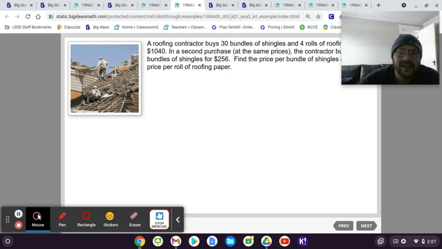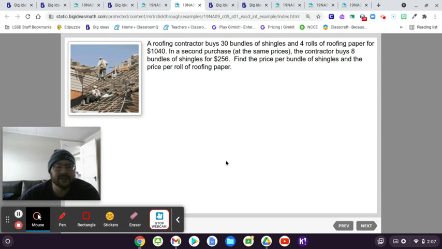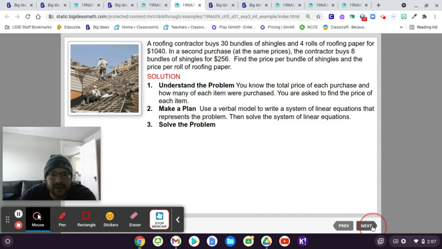Moving on. Okay, you're going to see some word problems. Again, I'm not going to have you graph on Edpuzzle, but we're going to go through how to turn something like this into a system of equations. A roofing contractor buys 30 bundles of shingles and 4 rolls of roofing paper, and it costs $1,040 total. Then in a second purchase at the same prices, the contractor buys 8 bundles of shingles for $256 straight up. So what is an equation that represents 30 bundles of shingles and 4 rolls of roofing paper for $1,040?